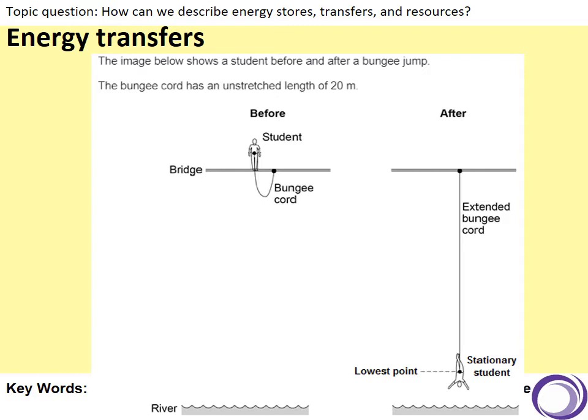So here's another exam question for you to try. The questions are on the next slides, but you will need to refer back to this for this section. So the image below shows a student before and after a bungee jump. It says that the bungee cord has an unstretched length of 20 metres. So before, the student's on the bridge with the bungee cord, and after there is the extended bungee cord, and the student is at the lowest point possible and they are stationary at the after.